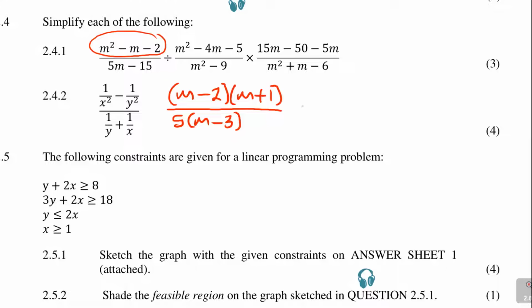Then you say times. Remember, when it's divided, you say times, so that this goes to the top and that goes to the bottom. But look, what is m squared minus 9? It's a difference of 2 squares, which is m minus 3 and m plus 3. Are you seeing that? Difference of 2 squares. All over, what about m squared minus 4m minus 5? You need to factorize also.